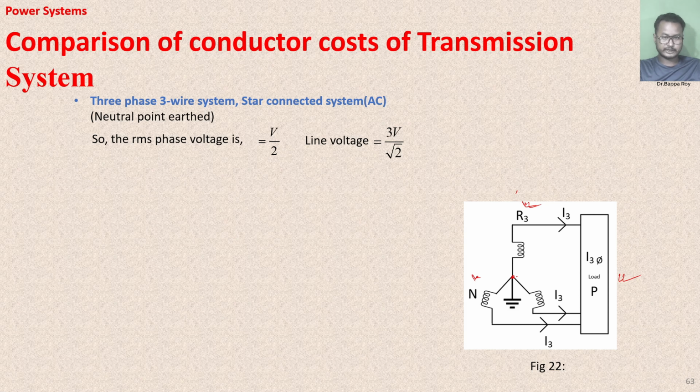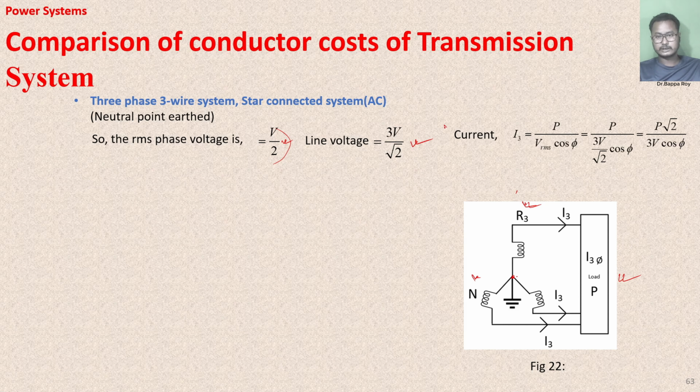So the RMS phase voltage is V by root 2. Okay. RMS phase voltage will be V by root 2 and line voltage will be 3V by root 2. You have to see the basic star connections. From here we are getting this. So RMS phase voltage is V by root 2 and line voltage is 3V by root 2.